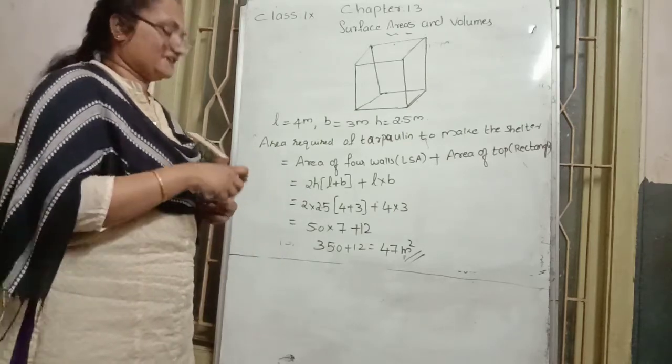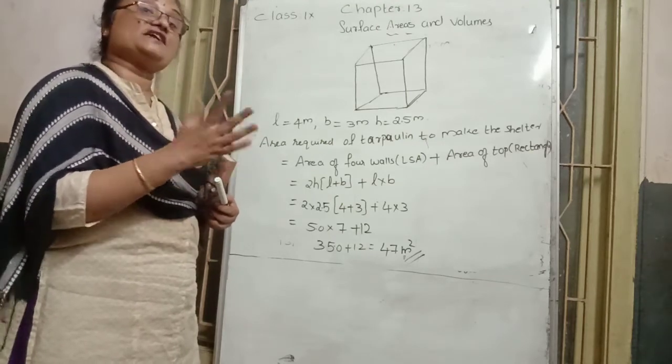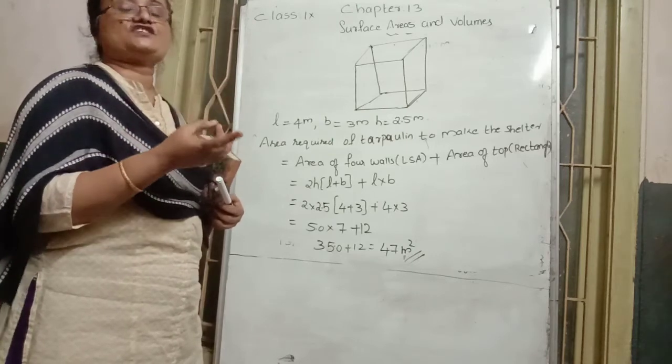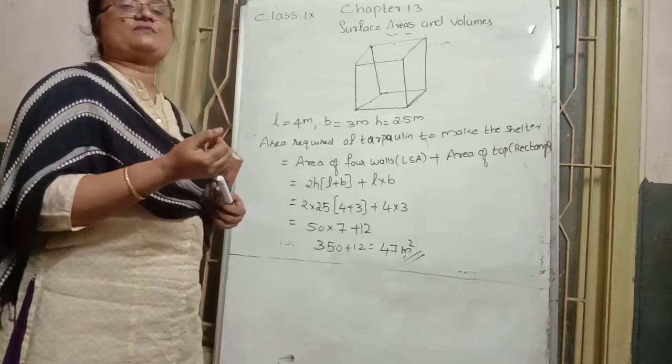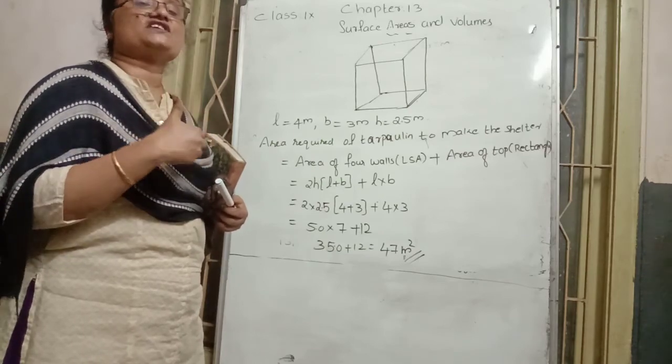I hope you can understand this exercise. For the remaining shapes, cone, sphere, hemisphere and cylinder, we can discuss the TSA and LSA in the next class.